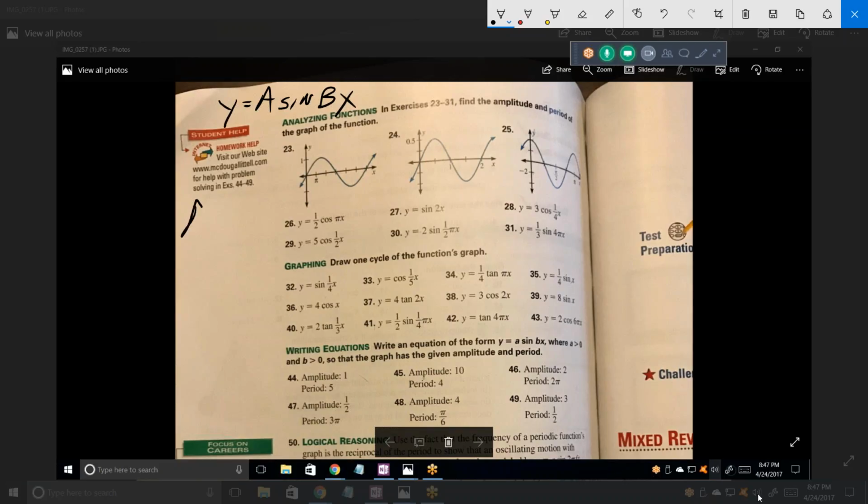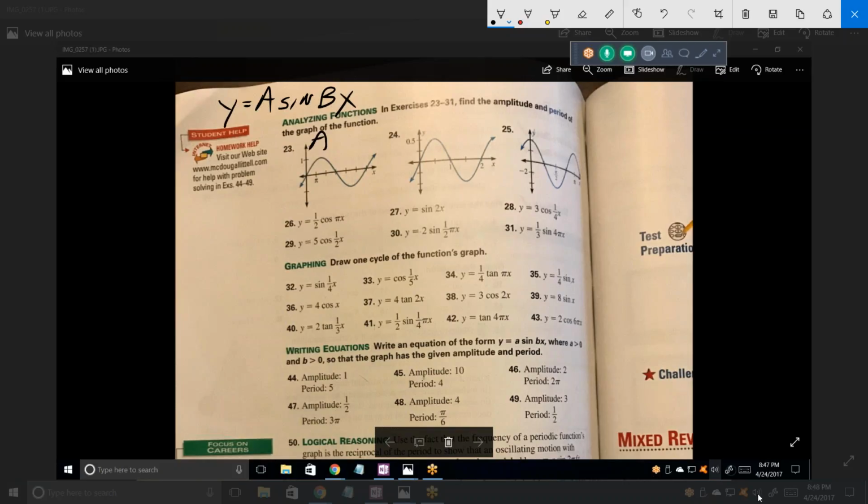Amplitude, really easy to remember. It's the maximum value minus the minimum value, don't drop any negative signs, divided by 2. Always, that's what the amplitude is. That's what A is. So, what is A on 23? It'd be 1. Correct.